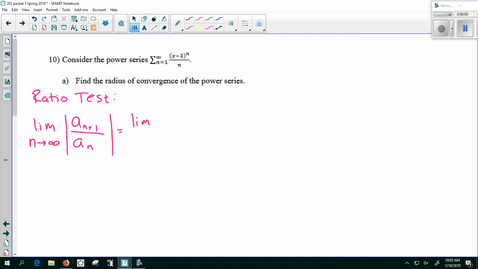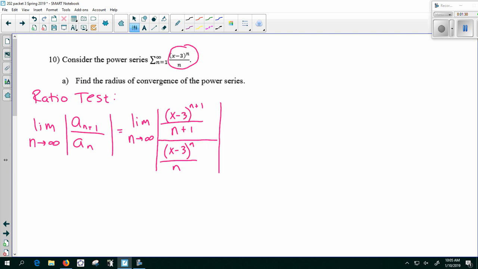So this is the limit as n goes to infinity of a sub n plus 1. We go up to what our terms look like, and I'm going to replace all the n's with n plus 1s. So this is going to be (x minus 3) to the n plus 1 over n plus 1, and then that's all over a sub n, which is just the generic term (x minus 3) to the n over n. Now we're going to simplify this and figure out what values of x will make that limit less than 1, because that's when the series will converge.